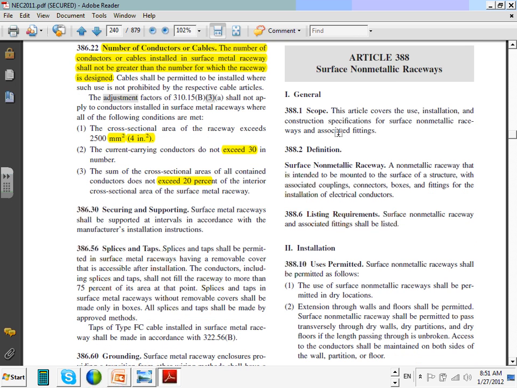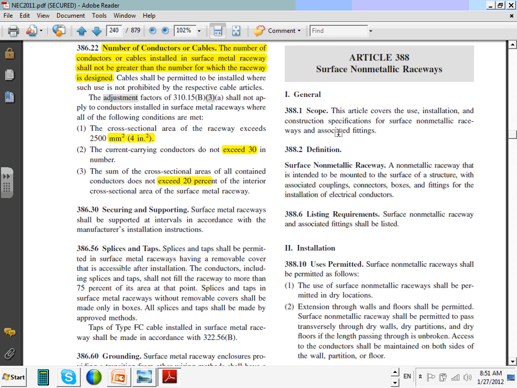Now, non-metallic. Every time, Nick, you hear the word non-metallic, always remember highly corrosive environment. Every time the word comes to you, if it's conduit or raceway or wireway, non-metallic is always associated with highly corrosive environment. Because no matter what you put in a highly corrosive environment, you're going to lose it to corrosion.